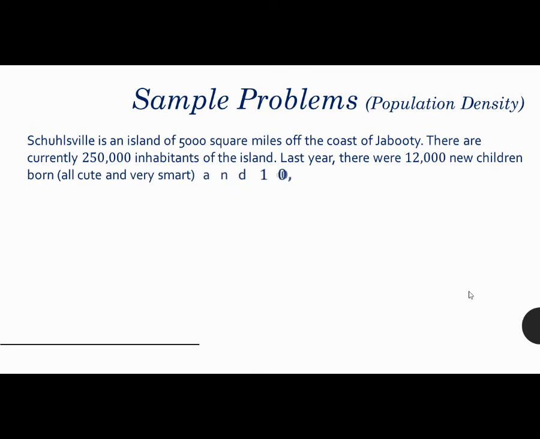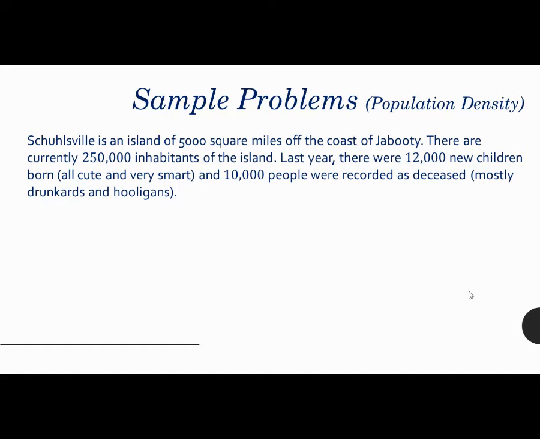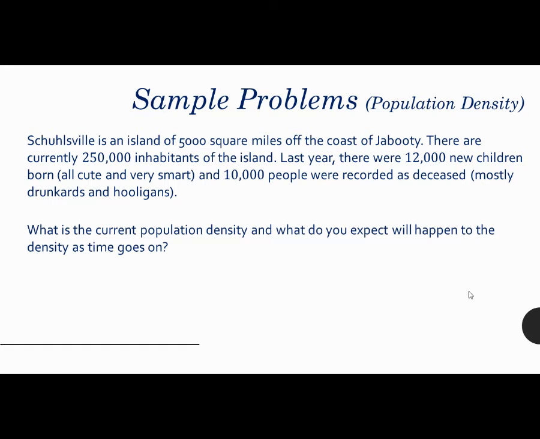Now, related to population: Schutzwille is an island of 5,000 square miles off the coast of Djibouti. There are currently 250,000 inhabitants on the island. Last year there were 12,000 new children born, all cute and very smart, and 10,000 people were recorded as deceased. So the question is, what is the current population density and what do you expect will happen to the density as time goes on?